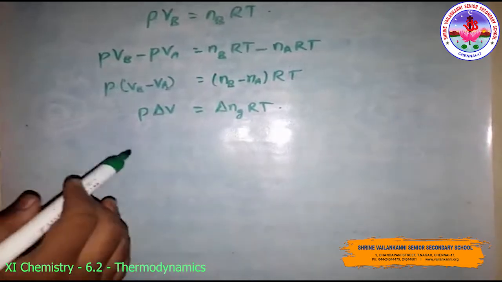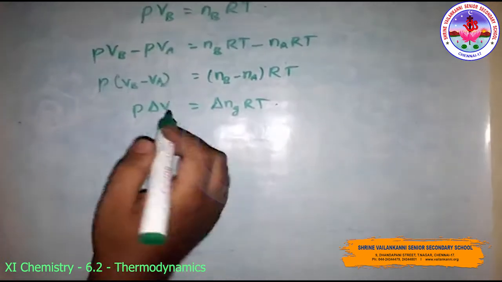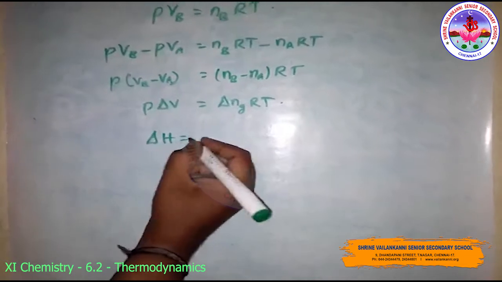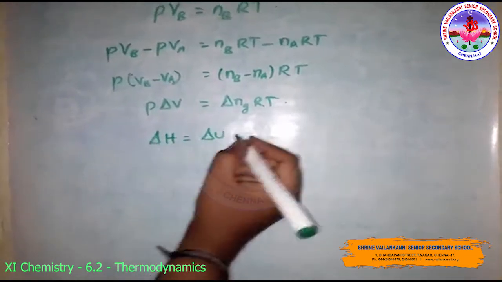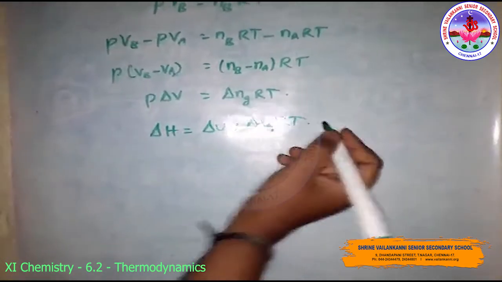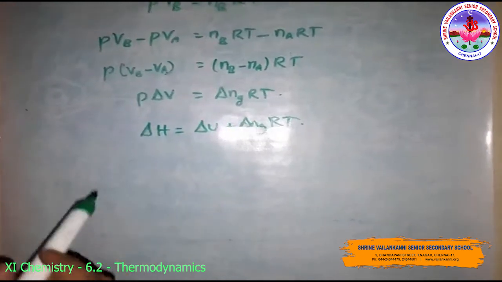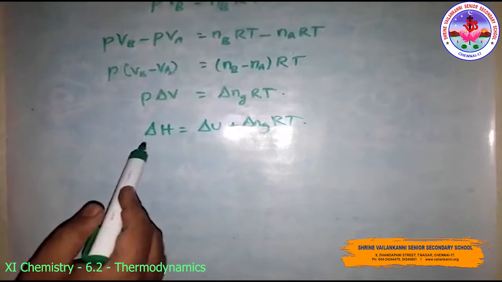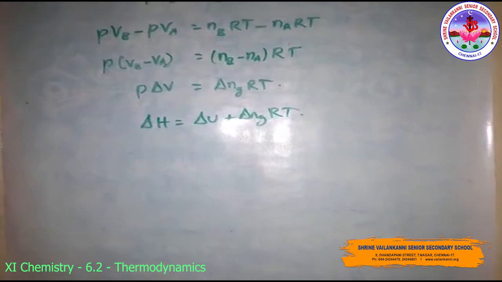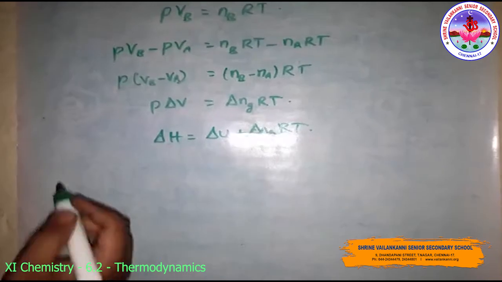So substituting the value of P delta V in this equation, you will get delta H is equal to delta U plus delta Ng RT. So this equation is useful for calculating delta H from delta U and vice versa. Okay, students. Then the extensive and the intensive properties.